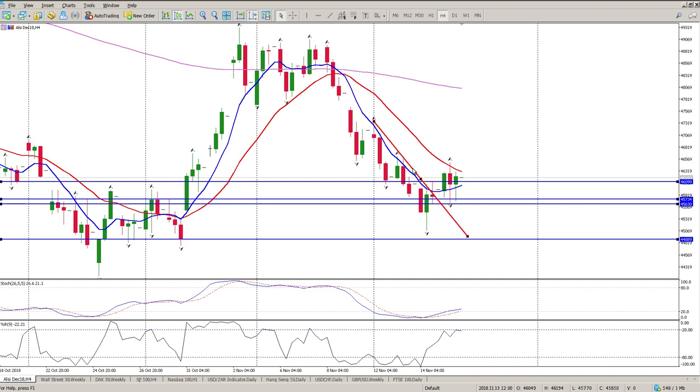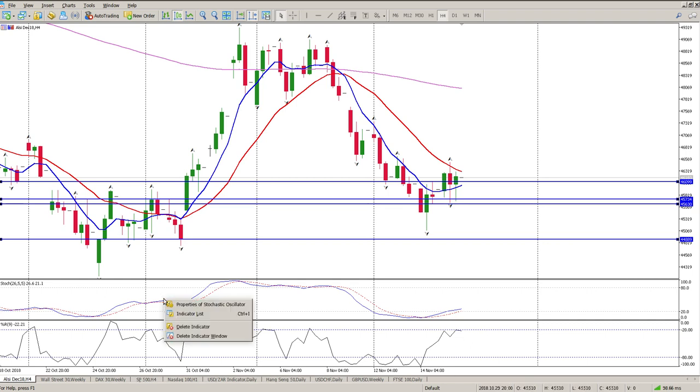Okay. The next thing to point out here is we do have a grouping to the upside on the Williams percentage R, and it's kind of almost a double top at the moment. Not quite, but almost on the oscillator. So that is a bit of a worry.